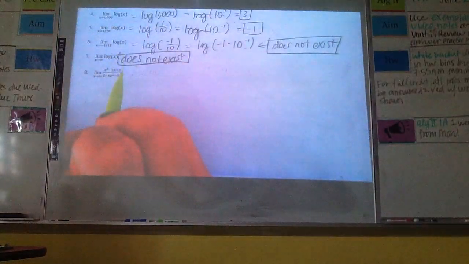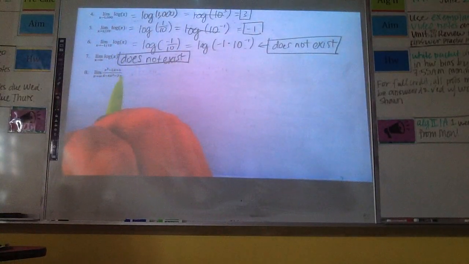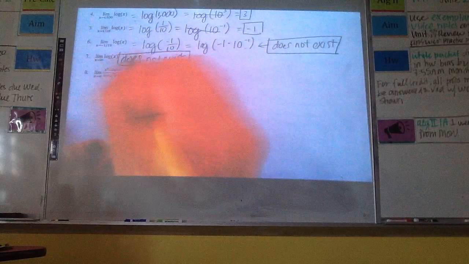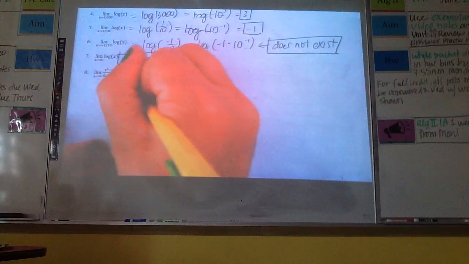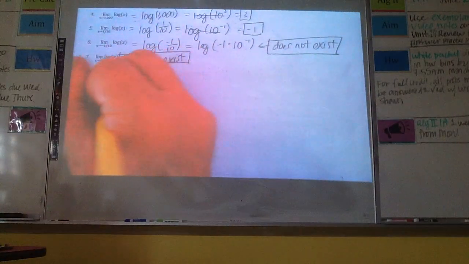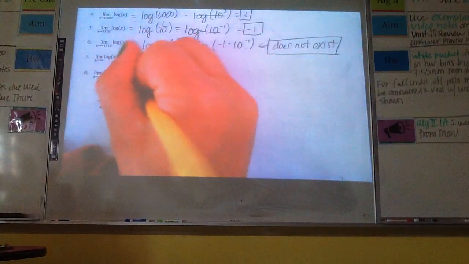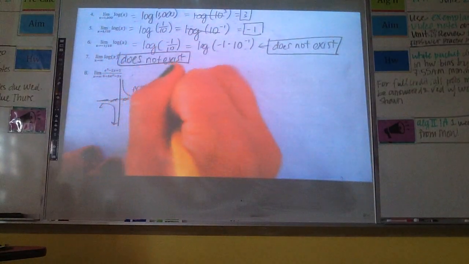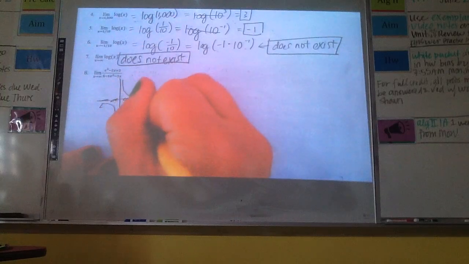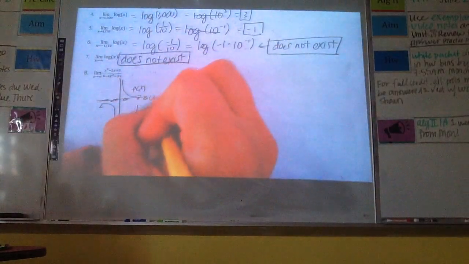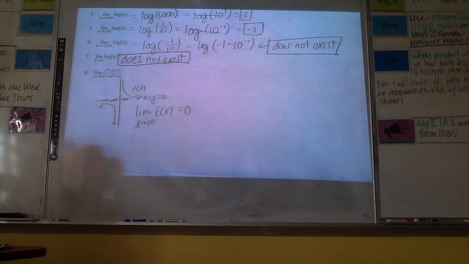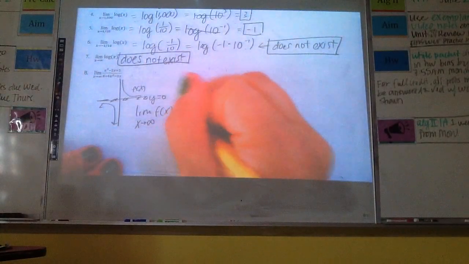But if it's a rational function we're looking at, sometimes they have horizontal asymptotes. That is, if you're looking at this function, and it's got a horizontal asymptote here. If we call this guy f of x, the limit of f of x as x approaches infinity would be 0. Because it's getting really close to this horizontal asymptote at y equals 0.